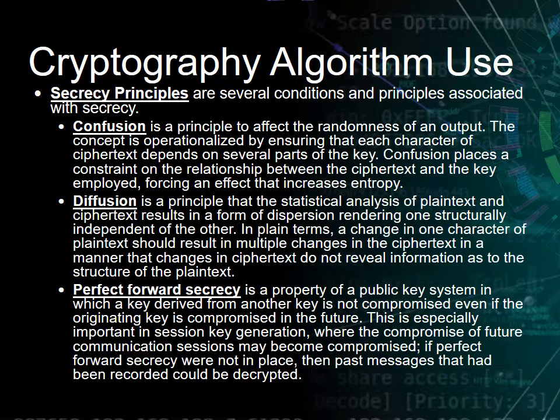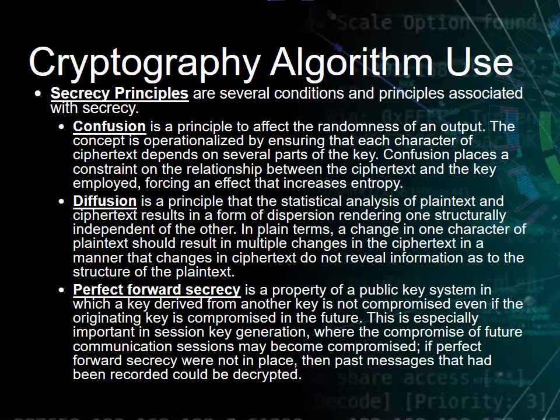There are some secrecy principles that go along with using cryptographic algorithms. There are several conditions or principles associated with secrecy. One is confusion, which is a principle to affect the randomness of an output. The concept is operationalized by ensuring that each character of the ciphertext depends on several parts of the key. Confusion places a constraint on the relationship between the ciphertext and the key employed, forcing an effect that increases entropy.